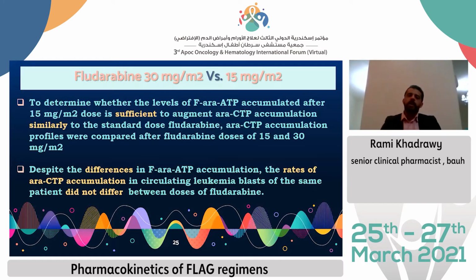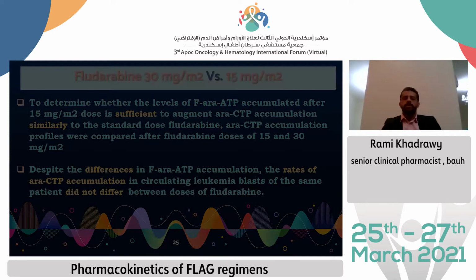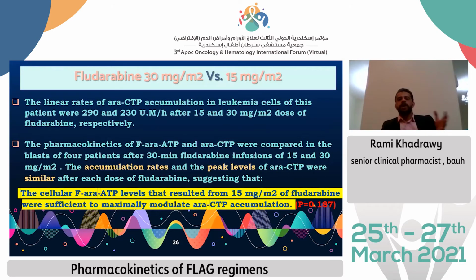Despite the difference in FRTP accumulation, FRTP was higher in the 30 milligram per meter square dose. The rate of RCTP accumulation remained the same, did not differ. We can see the linear rates of RCTP accumulation were 290 versus 230 micromole per hour after 15 and after 30 milligram per meter square.